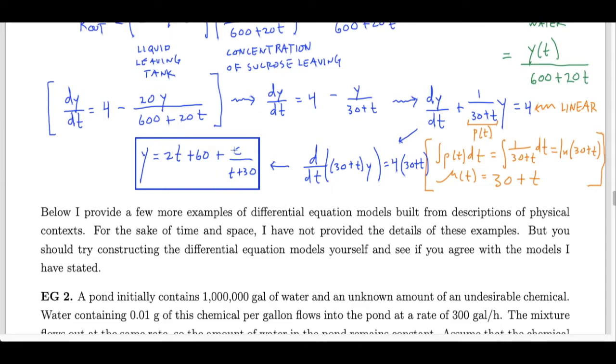So here's my general solution. As always, my work got a little cramped here. Over here in orange, I calculated the necessary mu of t. I multiplied through by that mu, and then I skipped a couple of steps to get to my general solution here.